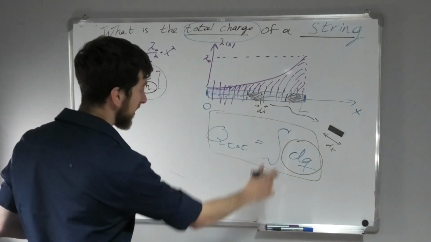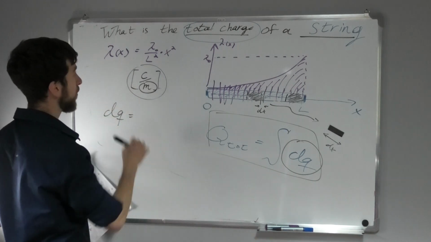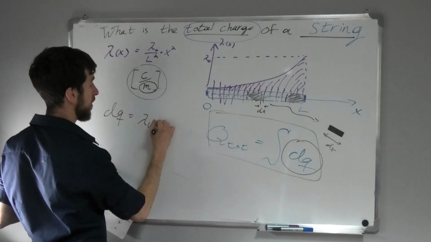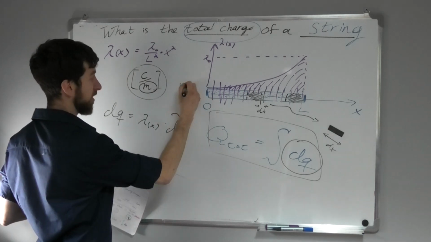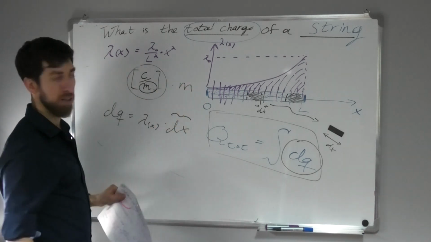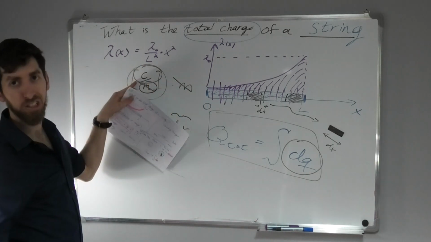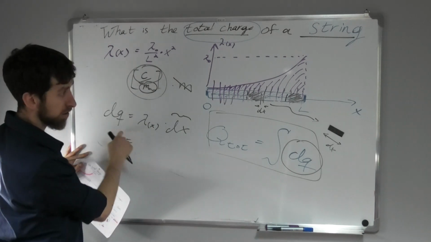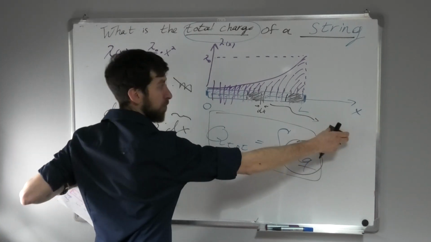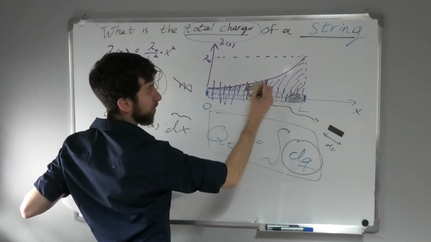Now let's say what is dq. So dq is equal to lambda of x multiplied by dx. Why is it true? What is the unit of dx? It's meters, right? So this is gonna vanish with this, and what do we stay with? Only charge. So this makes sense. And this piece has some charge.